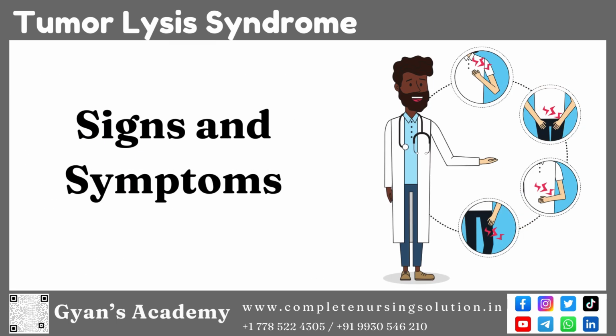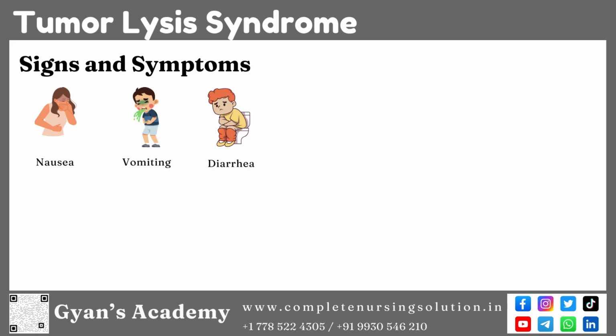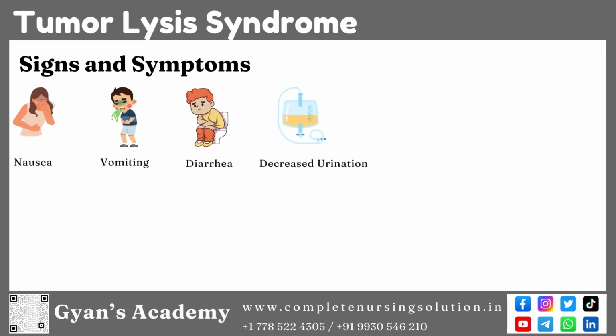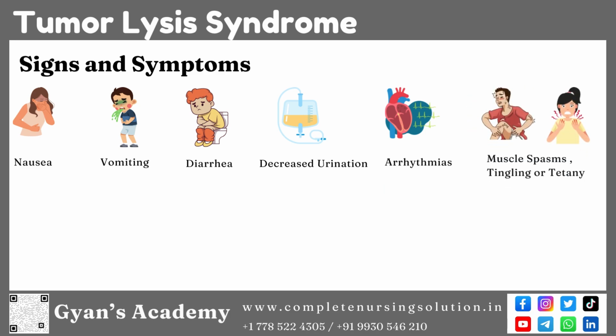Signs and symptoms include nausea, vomiting, diarrhea, and decreased urination. Clients may experience arrhythmias, which can lead to palpitations and syncope. If not treated, TLS can cause sudden cardiac death. Muscle spasms are often associated with weakness, numbness and tingling. The client may experience tetany.